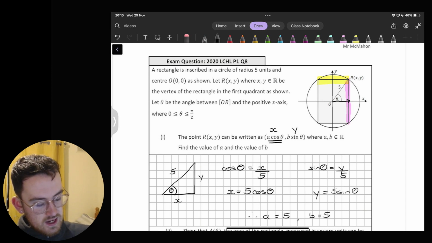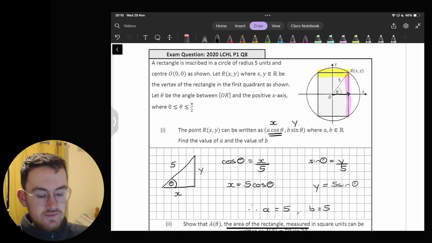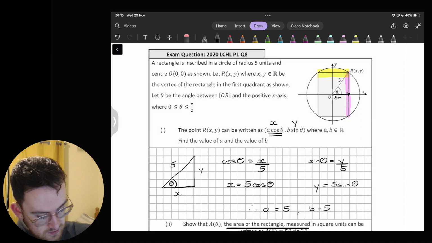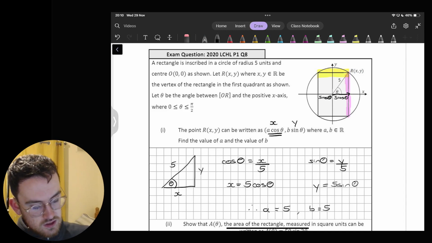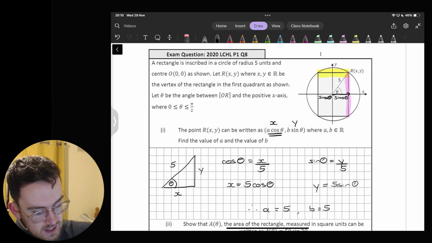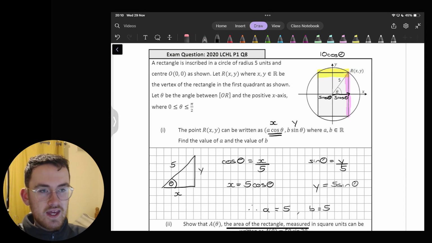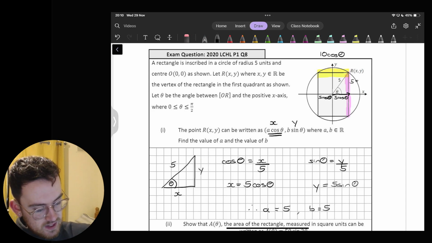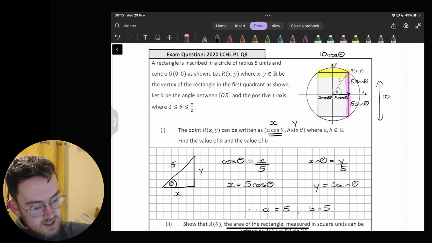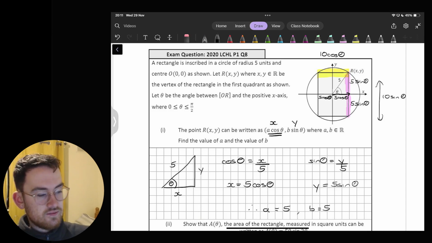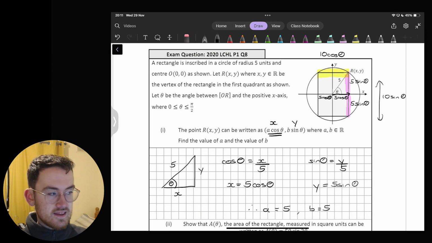we've written it down as 5 cos theta. Okay, we've written this down as being 5 cos theta. So we know that this is also 5 cos theta. So to go the full way across here in the yellow will give me 10 cos theta. Similarly for the pink part there going up the way, it's 5 sine theta, and this is also 5 sine theta. So to go the full way up there, it's 10 sine theta. Okay, so we know 10 sine theta there.